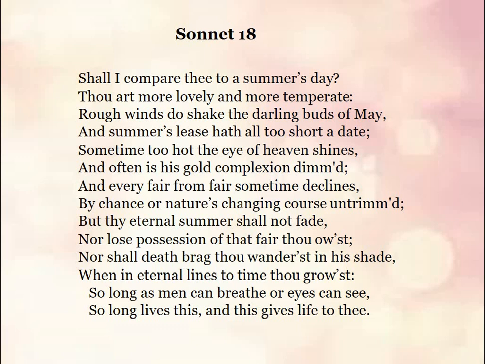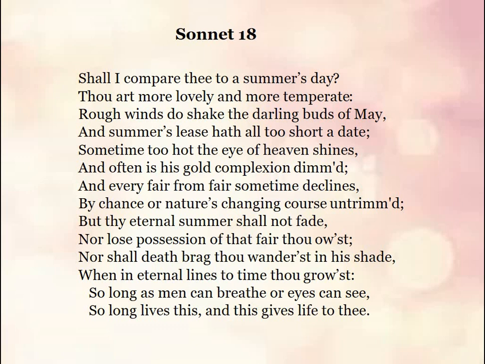And often is his gold complexion. Sorry, I have skipped one line. Let me go back to the first line. So sometime too hot the eye of heaven shines, and often is his gold complexion dim, and every fair from fair sometime declines by chance or nature's changing course untrimmed. So the poet says that sometime the sun is too hot, but sometimes it is too cloudy. So see, it is not always the same. It is not always consistent.